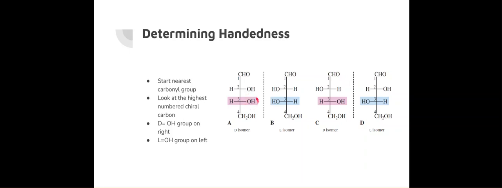If this OH group is on the right, then this is going to be a D isomer. It will rotate light to the right. And if it's on the left, then it's an L isomer. So in this enantiomeric pair, A is D and B is L. And in this pair here, C is D and D is L. Maybe I should have made these numbers, because we're using a lot of letters here, but I think you get the idea.